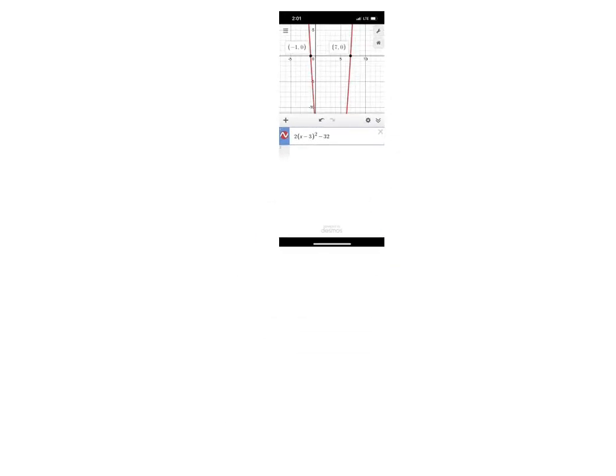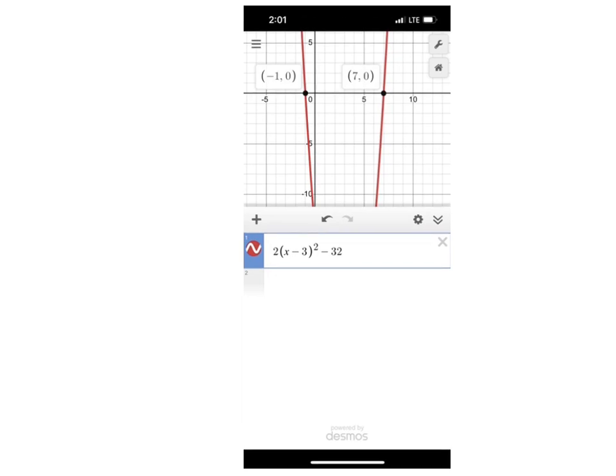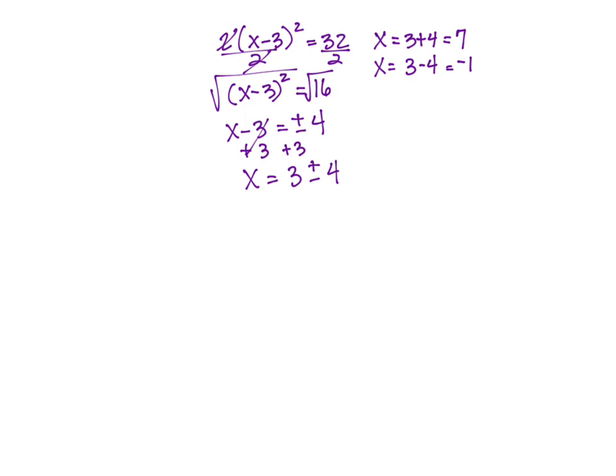This is that function: 2 times (x minus 3) squared minus 32. And if you plot the roots, you've got one at negative 1 and one at 7. Here you go. Is that better?